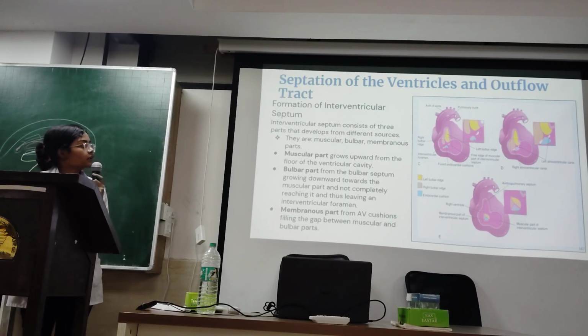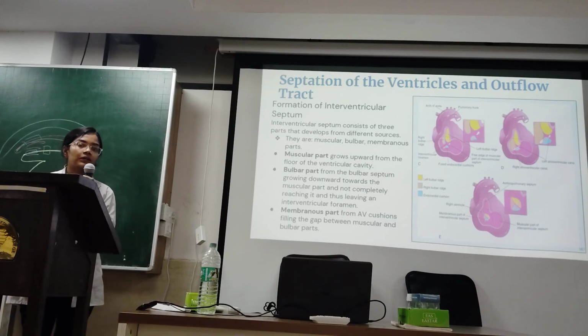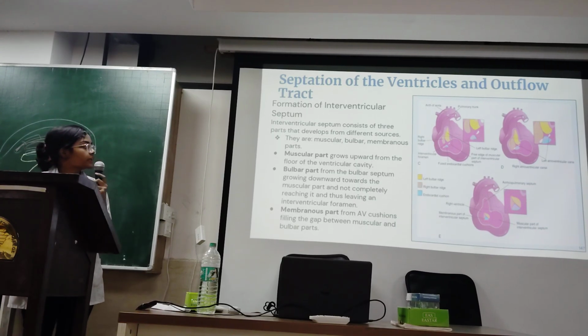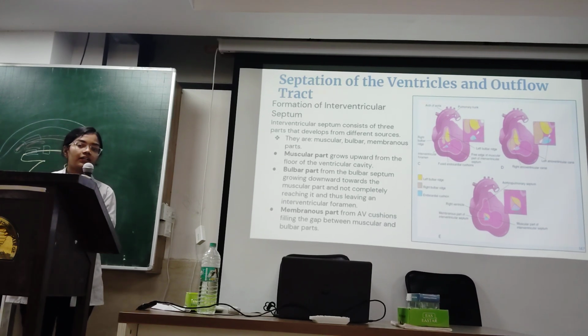The bulbar part grows from the conotruncal or bulbar ridges. The ridges first of all grow towards each other and form a bulbar septum, and then they grow downwards towards the muscular part. However, there is a gap present between the muscular and the bulbar part. They are not fused completely. That gap is known as interventricular foramen.